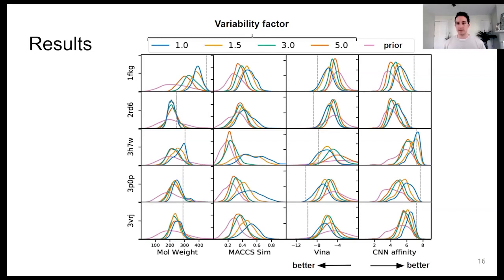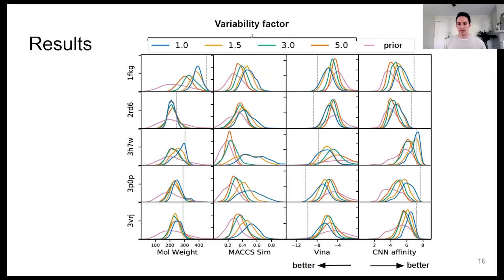It can be immediately seen that the prior molecules have wider variance in molecular weight and tend to be smaller. As the variability factor is increased, the molecules tend to get smaller and approach the distribution of the prior. The prior molecules are also more dissimilar to the input molecule as expected, since no input molecule was used to generate them. Increasing the variability factor tends to make the posterior molecules less similar to the input.